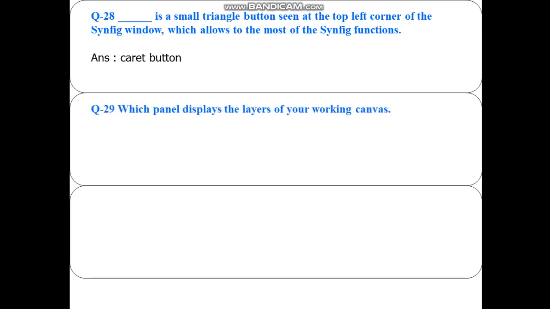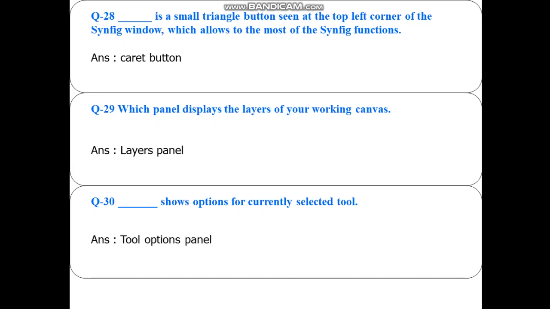Which panel displays the layers of your working canvas? So where you are working, it shows the different layers. So that is the layers panel. Then dash shows options for the currently selected tool. Whenever you select any tool, for example circle or rectangle, it will show you various options for the selected one in the tool options panel.